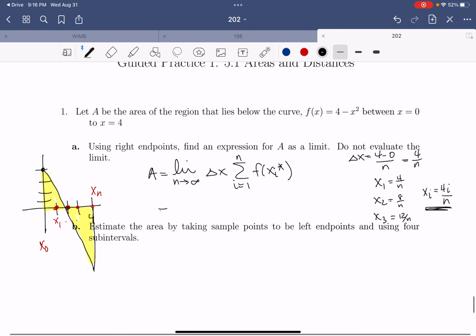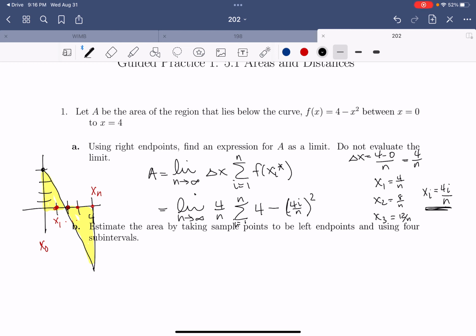So here's what we get. We get the limit as n goes to infinity. Our delta x is 4 over n. We're summing i equals 1 to n, and our function at x i, our function is 4 minus, and instead of x squared, I'm going to use my x i, which is the 4i over n squared. Okay, so we leave it just like that.